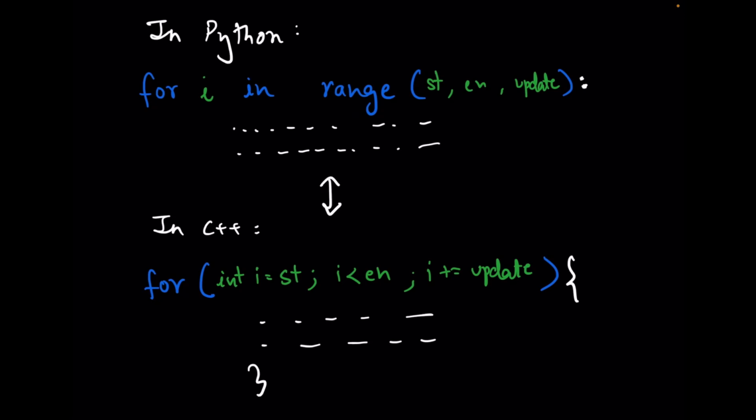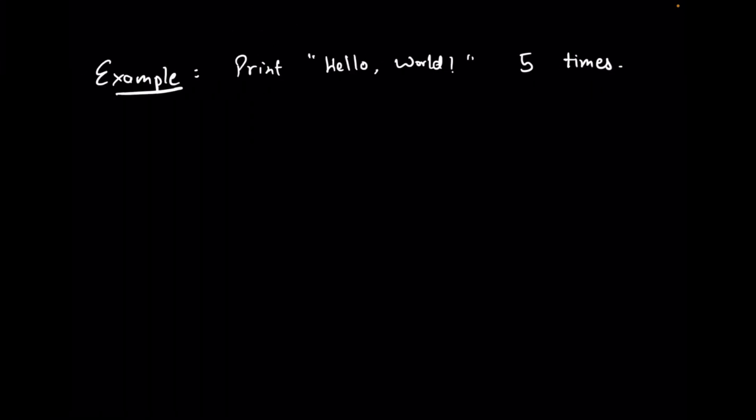So the C++ for loop shown here can be implemented in Python using the range function like this. Now that we've learned all about for loops in Python and how to use them, let's solve the same example, print hello world 5 times, using for loops. Now, what would be the algorithm for this? If we want to use for loops, the algorithm will be much simplified, right?